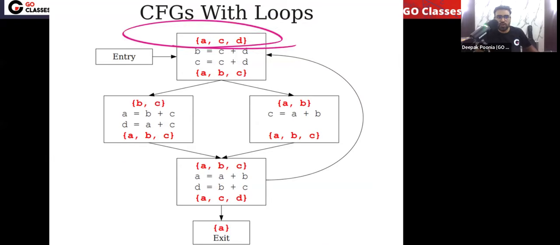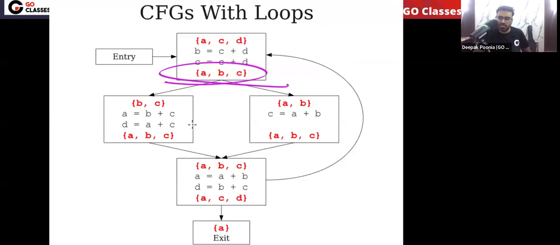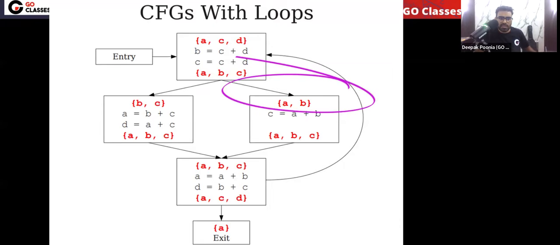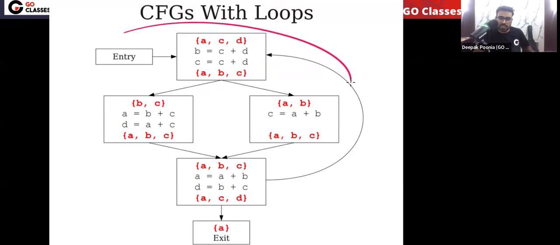You can notice, for B1, the in of B1 is ACD, the out of B1 is ABC, the in of B2 is BC, and the in of B3 is AB. Okay, this is the same answer that we have got in our analysis. Okay, I hope you understood.